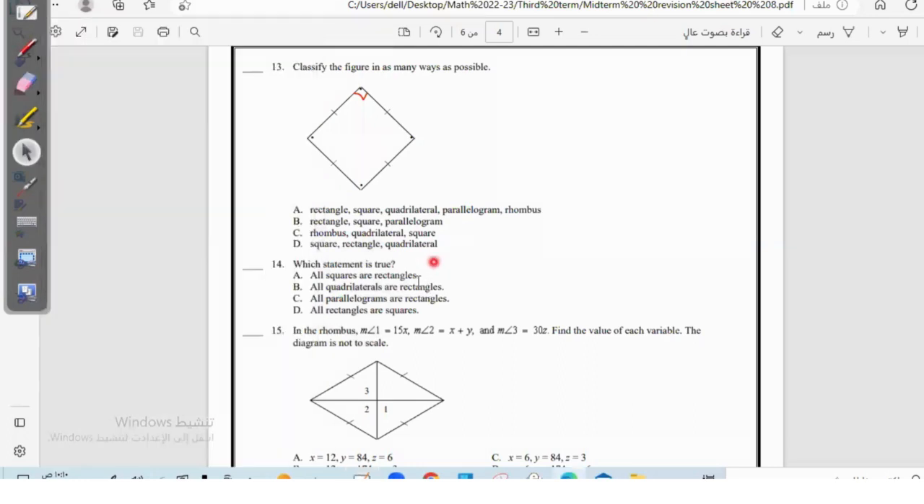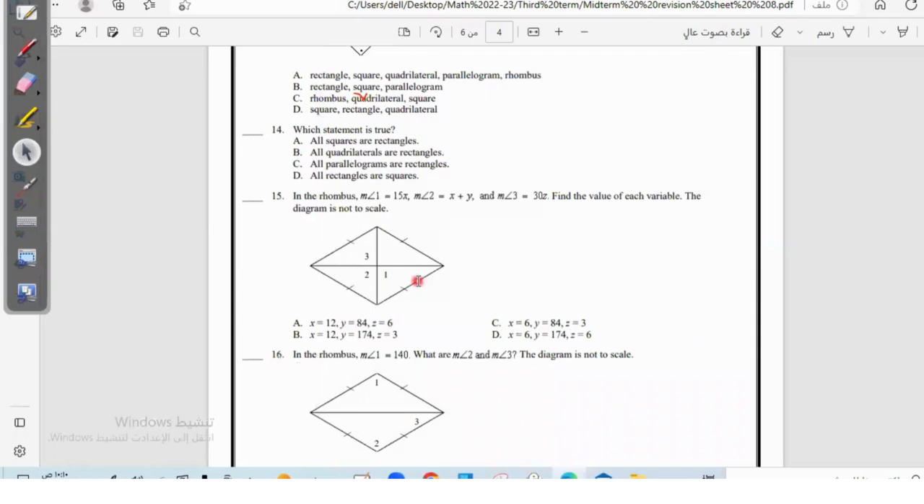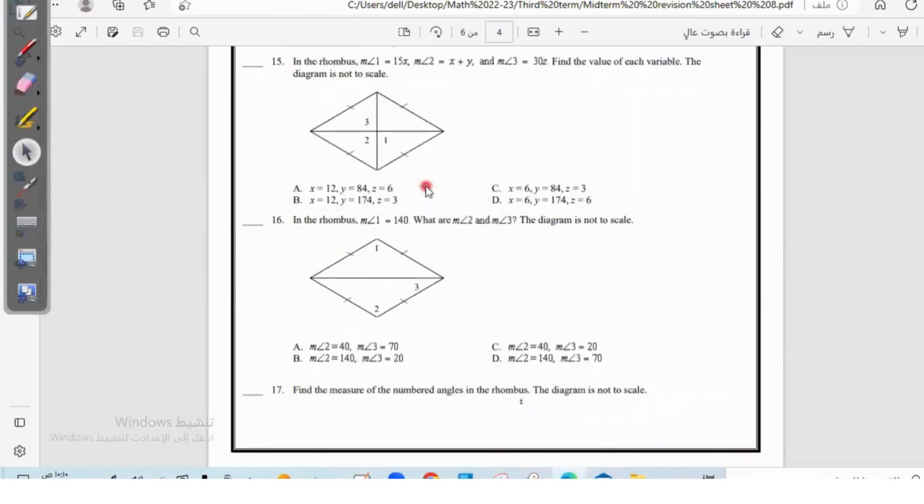Now, question number 15, Ahmed Nashad. So 14 is going to be A? Yes. Okay. Now, number 15?